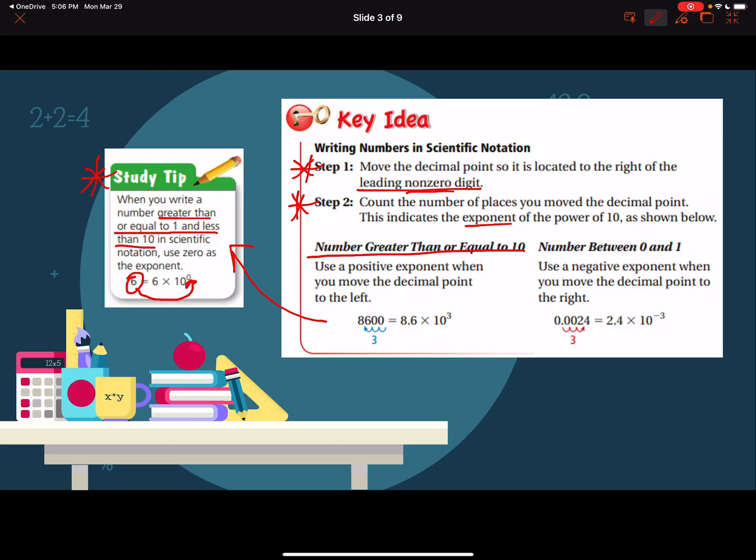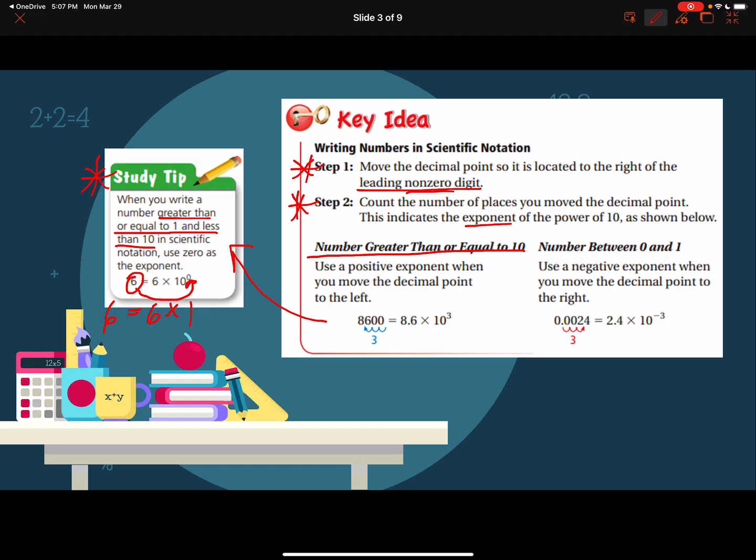Say it were a whole number like 6, we can write that as 6 times 10 to the 0 power, because anything to the 0 power is 1, and 6 times 1 is 6. So let's go back over here now to writing 8,600 in scientific notation.